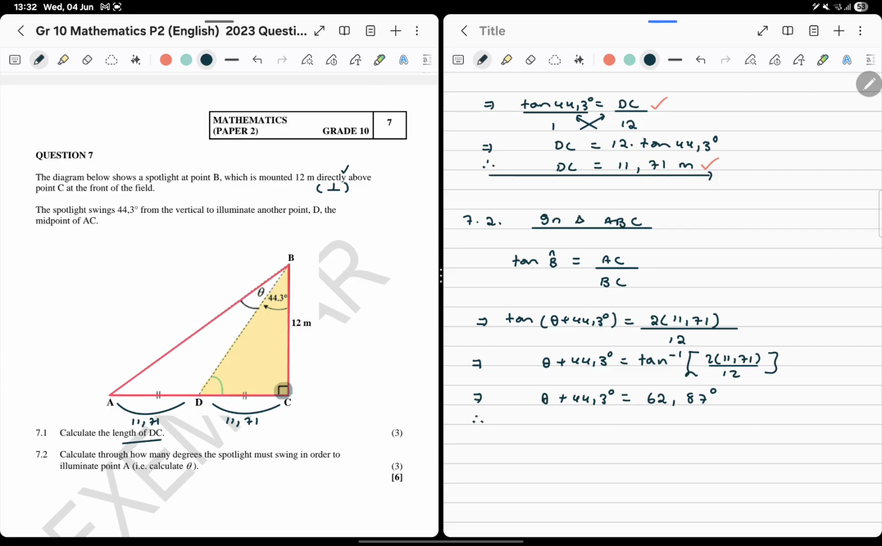We can say therefore theta is going to be 62.87 degrees minus 44.3 degrees. Okay. This gives us 18.57 degrees. Nice. So that is the story right there.